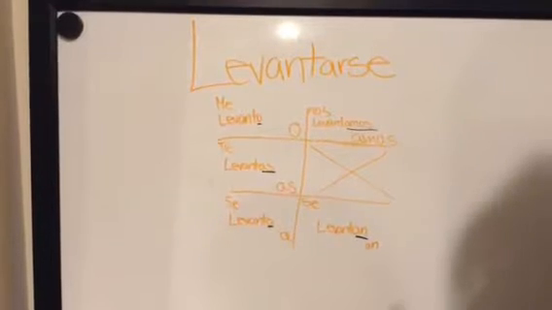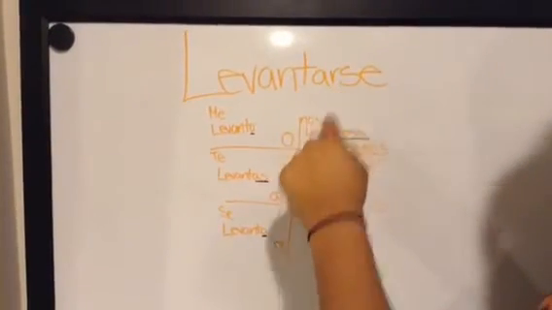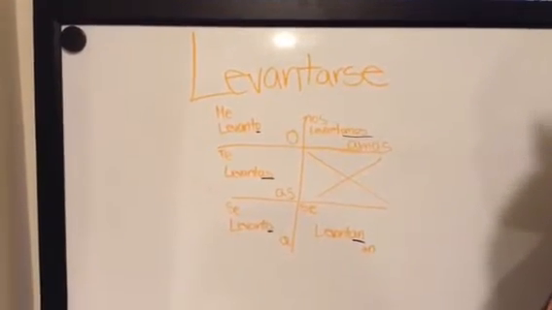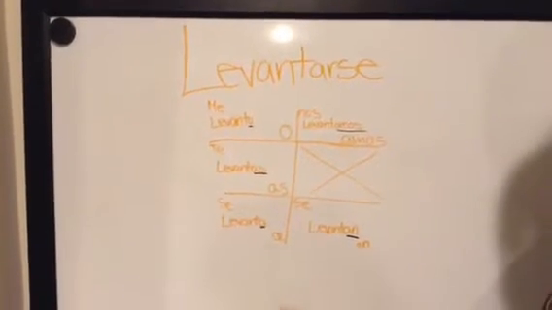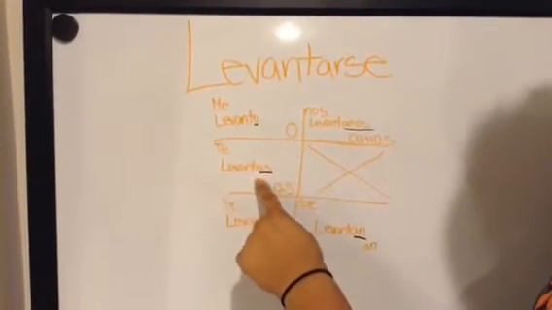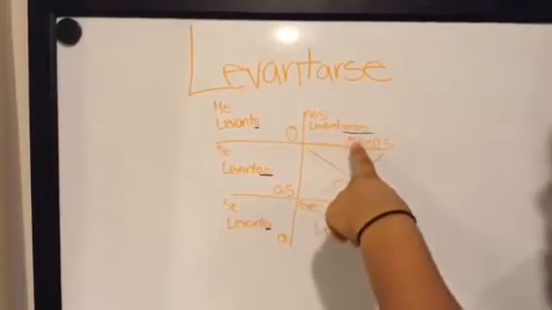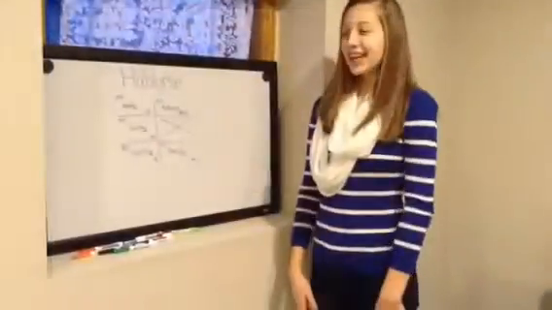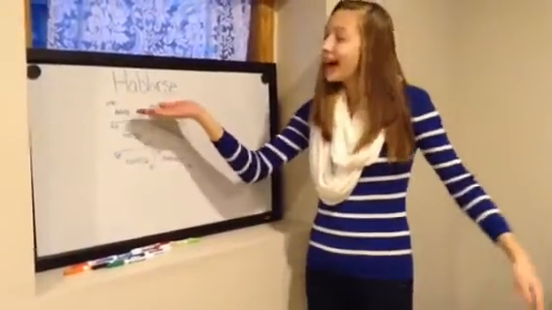Then you conjugate the ar and conjugate levantar to its original form, like levanto, levantas, levanta, levantamos, and levanta. This is how you conjugate the reflexive verb hablarse.